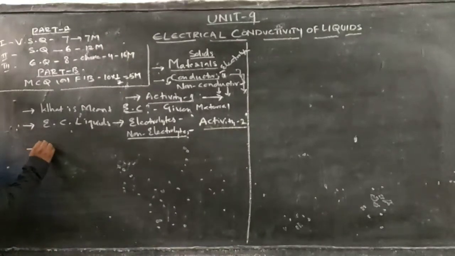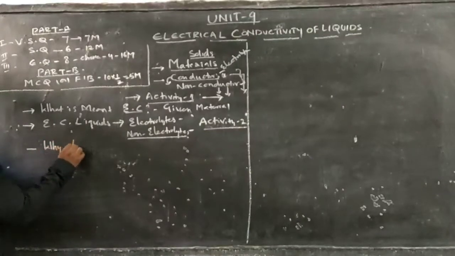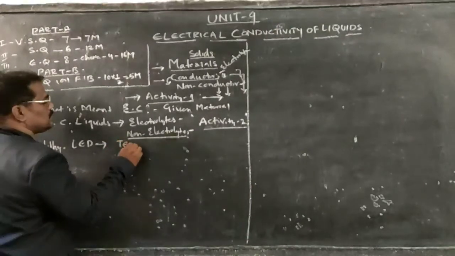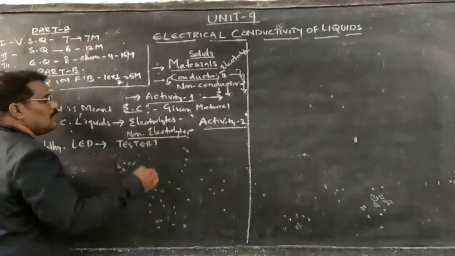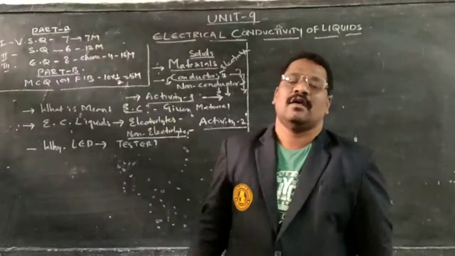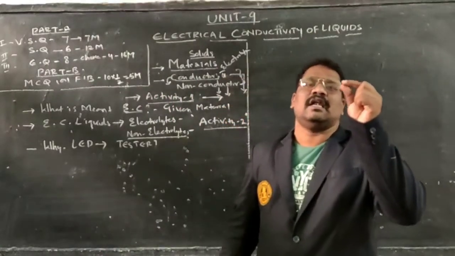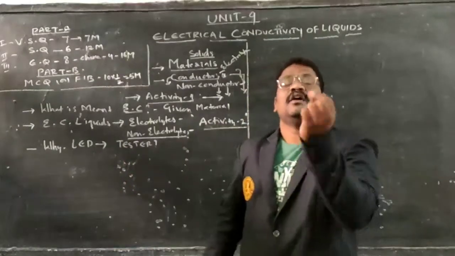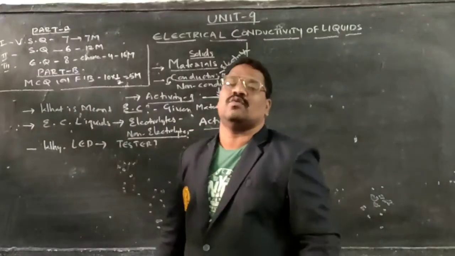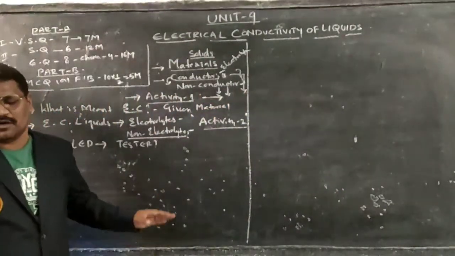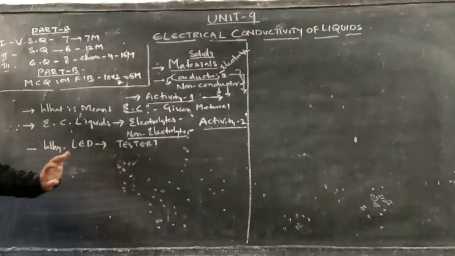Next question is, we are using one bulb in activity 1 as well as in activity 2. That is an LED bulb. Why is this particular LED bulb used as a tester instead of an ordinary bulb? The question may be asked for 2 marks or for 1 mark. Even a small variation in current can be detected by this LED bulb, so the LED bulb can be used as a tester instead of an ordinary bulb. We can give that answer.